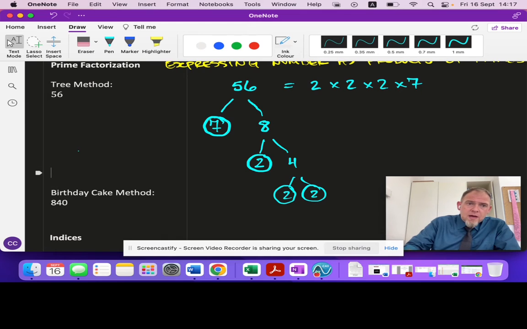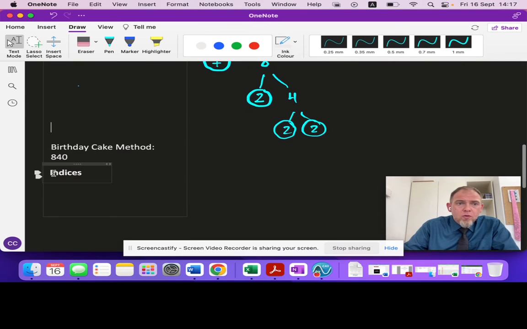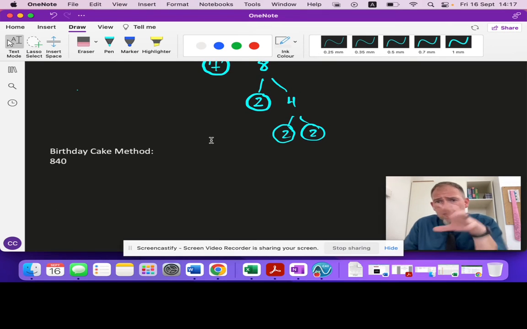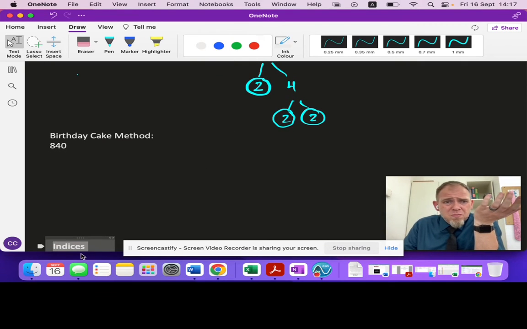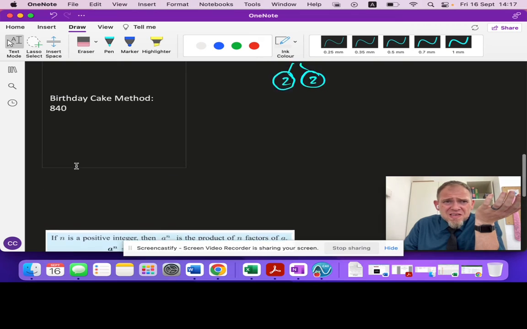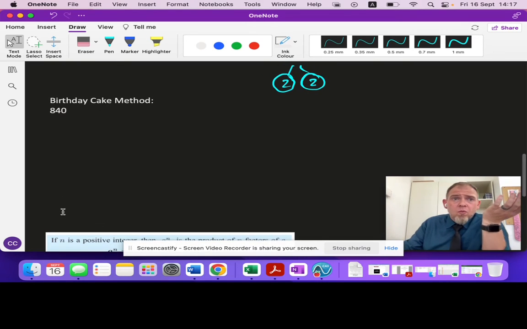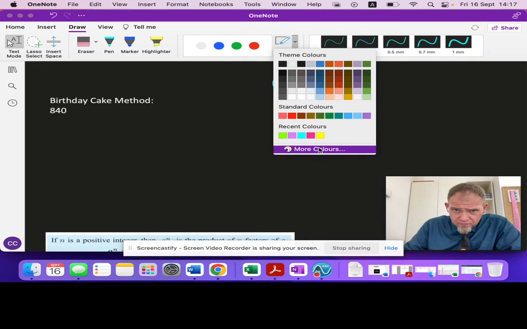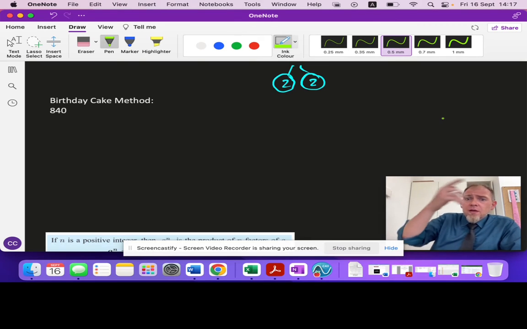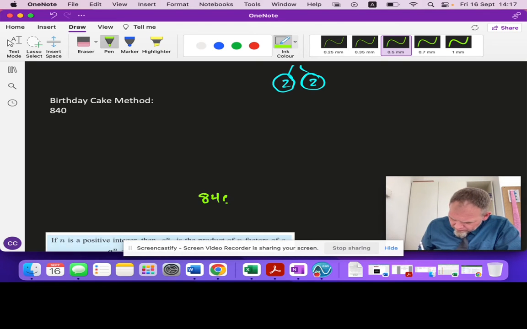Another way, and this is a way that I honestly prefer a whole bunch when it comes to doing prime factorization of bigger numbers, is this: 56 is pretty easy, but with 840, instantaneously I'm not sure where I'm going to go with that. It's called the birthday cake method. I've always referred to it as the wedding cake method, and you're going to see why in a second. So what we do is we write down the composite number that we're trying to find as a product of primes.